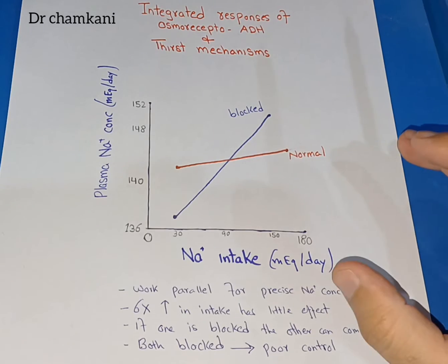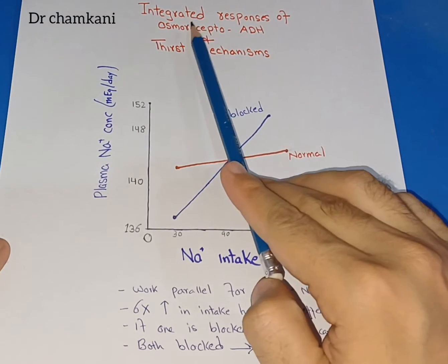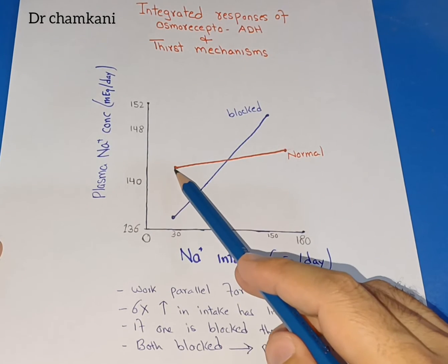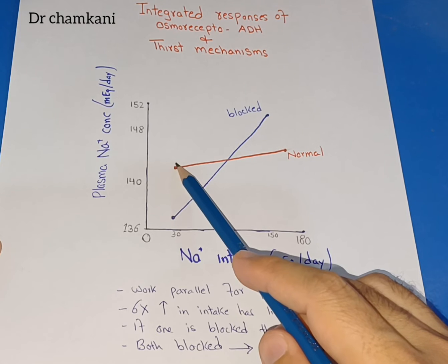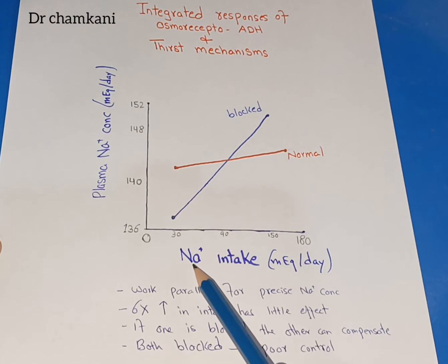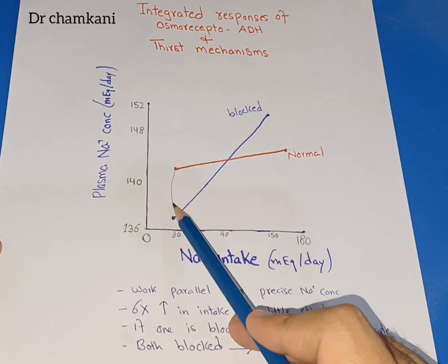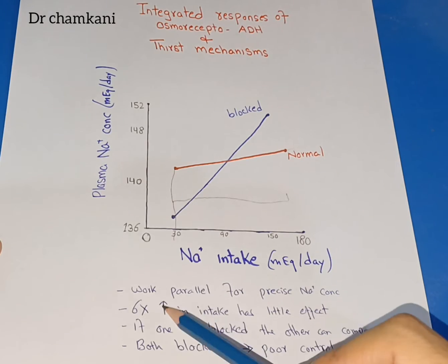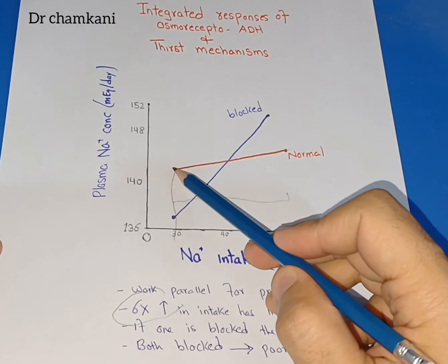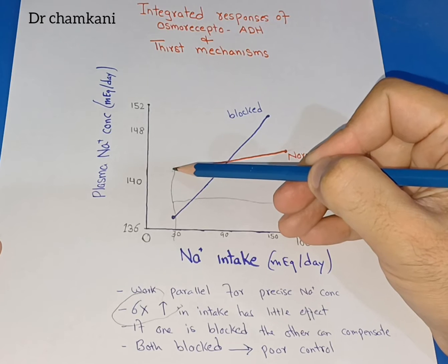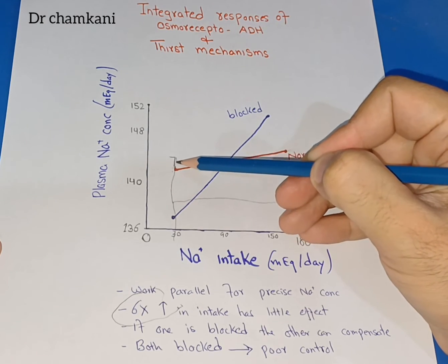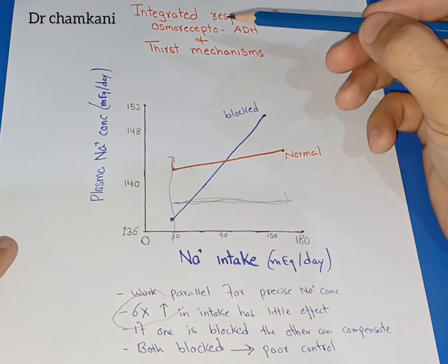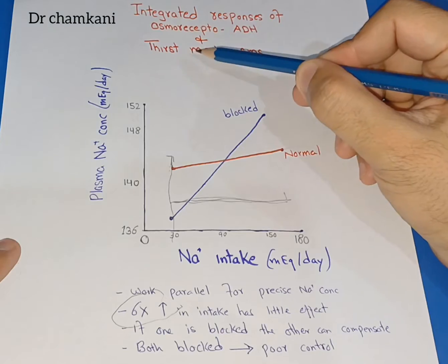Now the reason to discuss is that when both the osmoreceptor ADH and the thirst mechanisms are intact, both of the systems will not allow the plasma osmolarity or the plasma sodium concentration to increase, even if the intake is increasing. Suppose, for example, here the intake is around 30 milliequivalent per day, and the intake has increased by so many times. It has increased by 6 times, but there is very little increase. There is very little change from this normal level of plasma sodium concentration and plasma osmolarity. Very little change, even with a very big change in the intake of sodium. And it is due to the integrated response of the osmoreceptor ADH and the thirst mechanism.